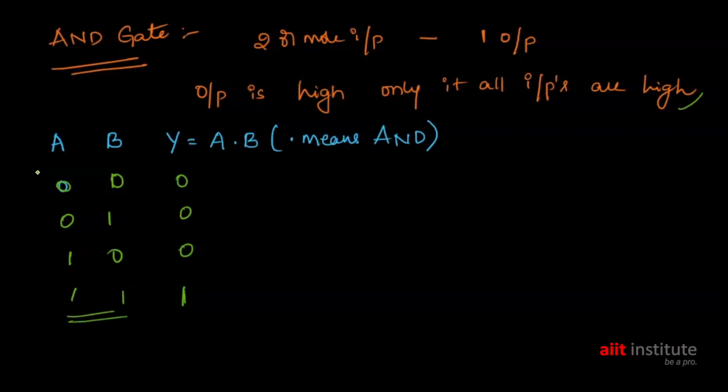So let us see how AND gate is represented. An AND gate can be represented like this. Here are our inputs A and B, and here is our output Y, where Y equal to A and B. So as the name or pronunciation itself says, only if A and B are high, then only the output will be high. So this is how an AND gate can be realized.